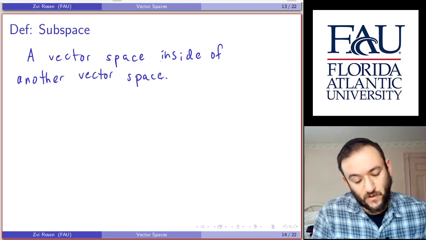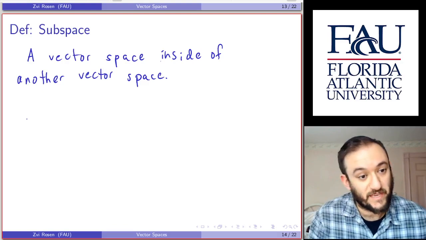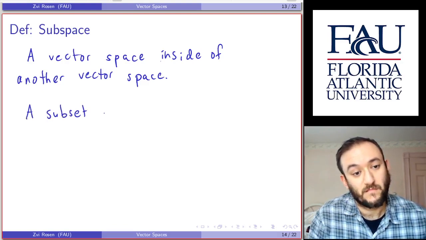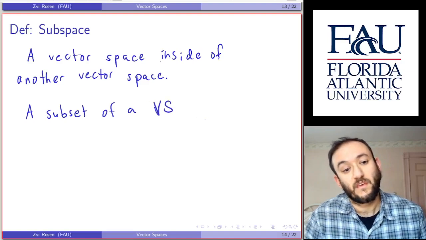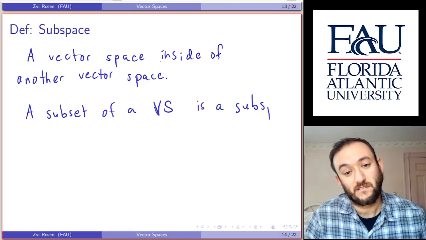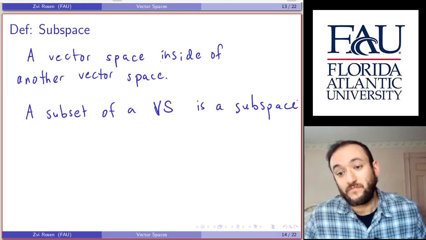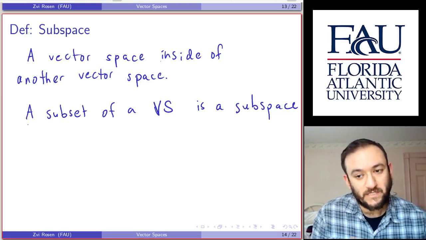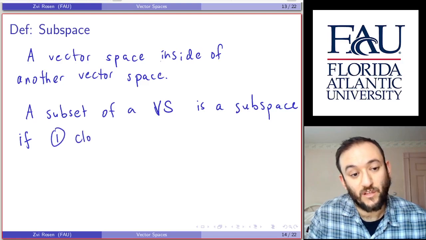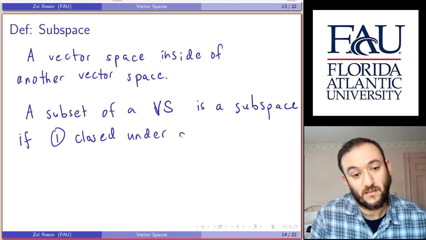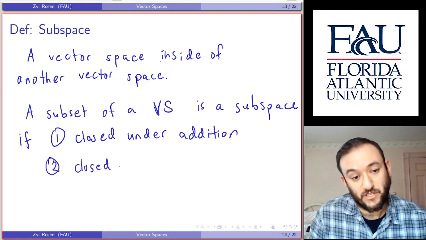Okay, so if you're given a subset of a vector space, and you know what, I'm going to start writing VS for short, it is a subspace if it satisfies all of our axioms, but most of the axioms come for free from the fact that it's a subset of a vector space. The only ones that don't come for free is it has to be closed under addition and closed under scalar multiplication.